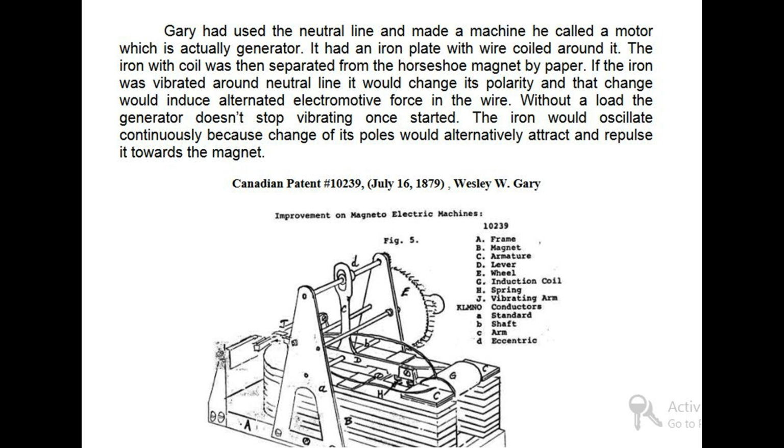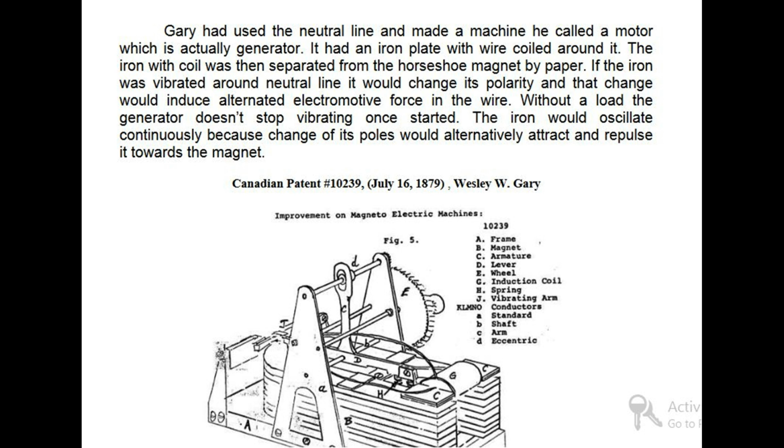It had an iron plate with wire coiled around it. The iron with coil was then separated from the horseshoe magnet by paper. If the iron was vibrated around the neutral line, it would change its polarity, and that change would induce an alternating electromotive force in the wire. Without a load, the generator doesn't stop vibrating once started. The iron would oscillate continuously because the change of its poles would alternately attract and repulse it towards the magnet.